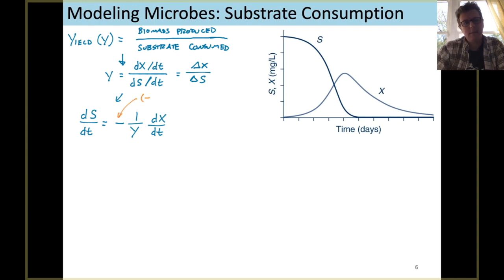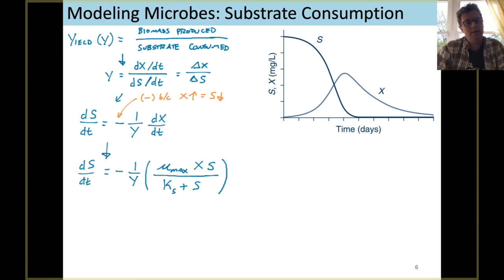Now you'll notice that there's a minus sign that showed up. Why? Because when biomass goes up, substrate goes down. We need to create that inverse relationship. So the addition of X needs to cause the depletion of S. And we already had an equation for dx dt on the previous slide, so we can go ahead and plug that in and get this new equation written in blue.